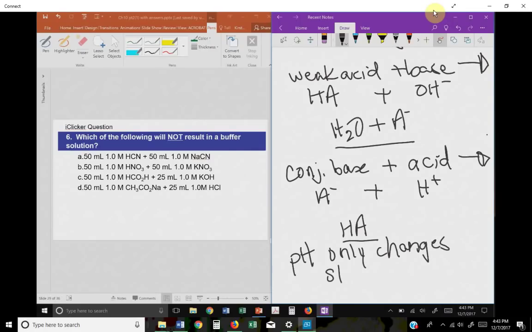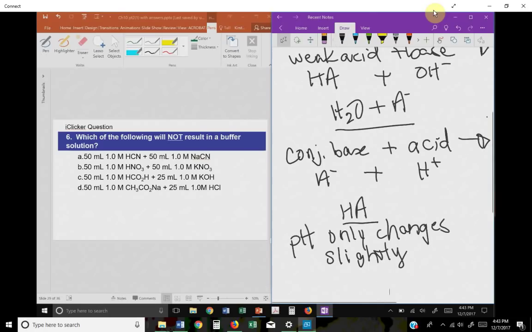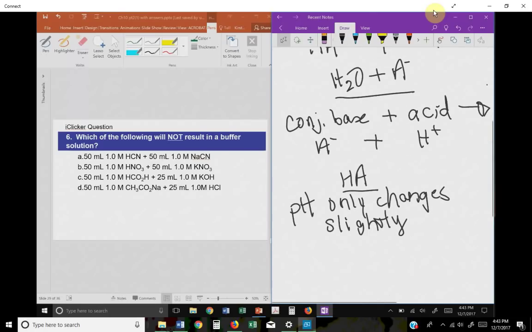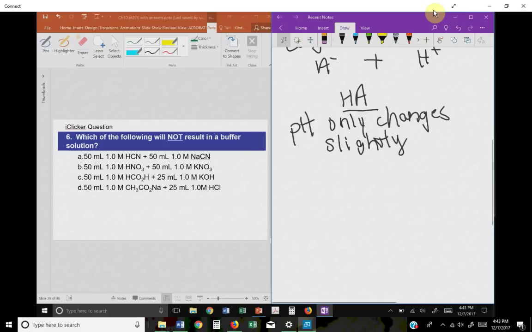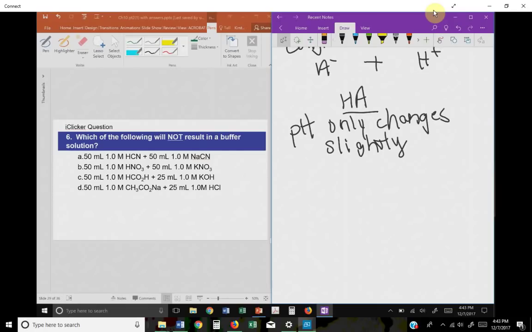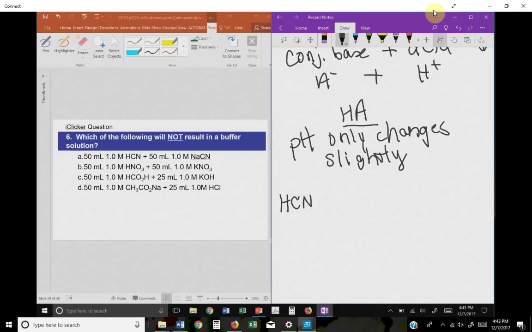Whereas if we were to simply add strong acid or a strong base to water, then the pH would change drastically. Now, let's take a look at letter A. A has HCN plus NaCN. So this is our weak acid, and here's our conjugate base, right?